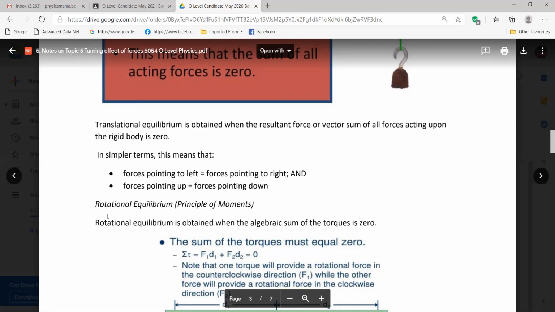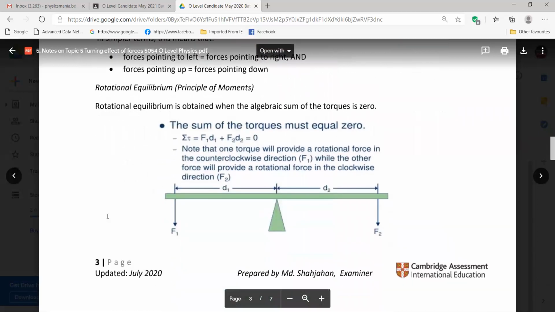Then we have rotational equilibrium, right? Yes. Afterwards, so rotational equilibrium is related to rotation or turning of the object, which is related to moments, right? Yes. Can you read this part? Rotational equilibrium. Rotational equilibrium is obtained when the algebraic sum of the torque is zero. The sum of the torque must equal zero.